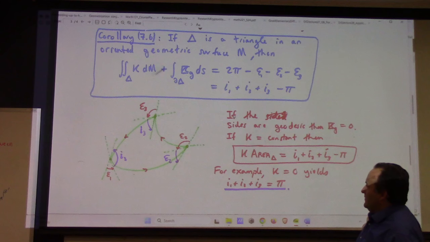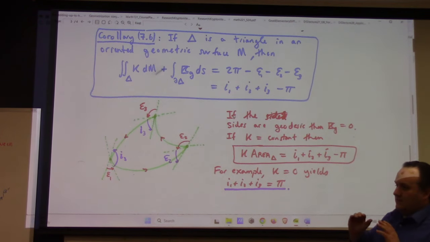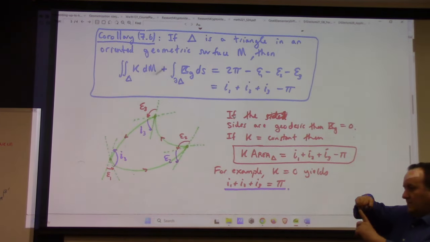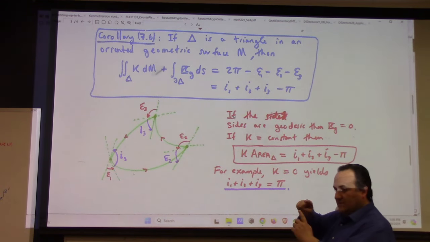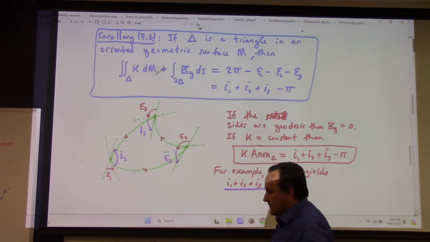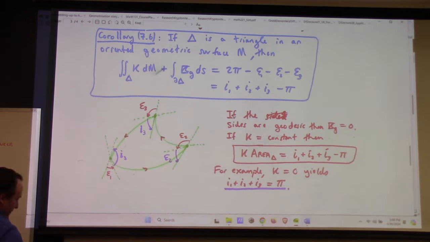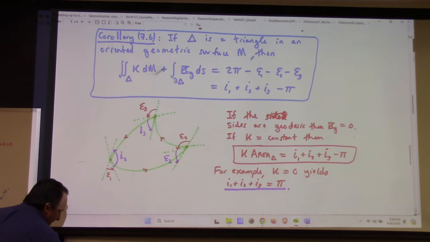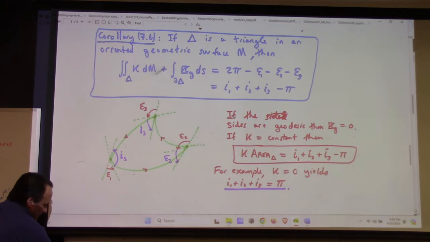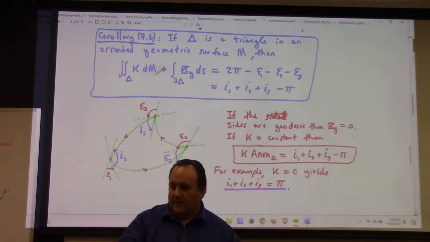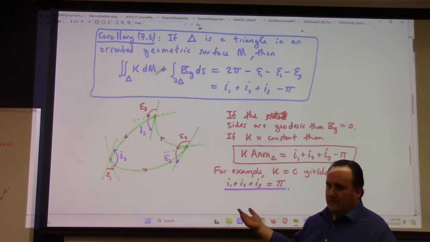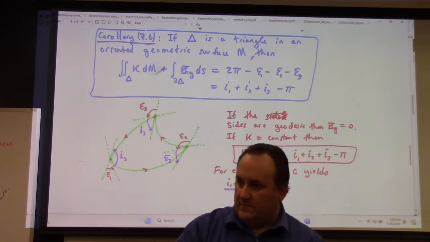The standard example I always think about is an eighth of a sphere. That's a geodesic triangle because the great circles on the sphere are the geodesics. You've got a right angle, a right angle, a right angle, 3 90-degree angles. The area is 1/8 of 4 pi r squared. What's the curvature?